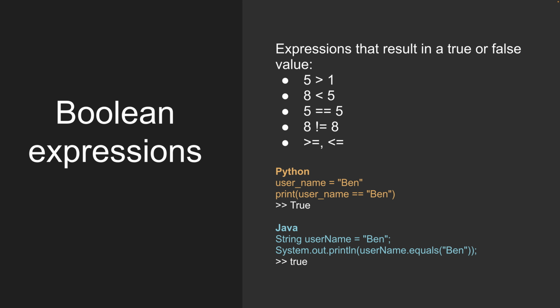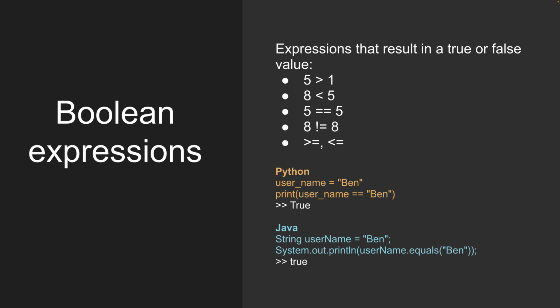You'll see that these work a little bit differently with text in Python and Java. But let's look at the example here. We can understand that 5 would be greater than 1. That is true. 8 is less than 5. That is false. 5 is equal to 5. That is true. 8 is not equal to 8. That is false. And then you could see the greater than or equal to, or less than or equal to.